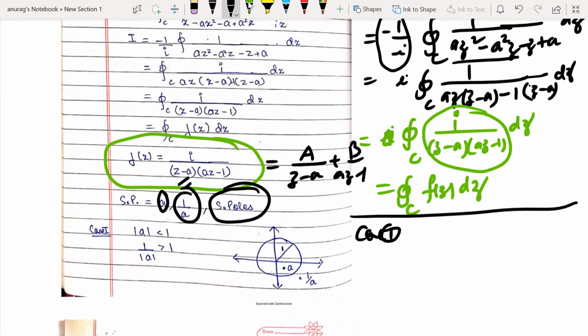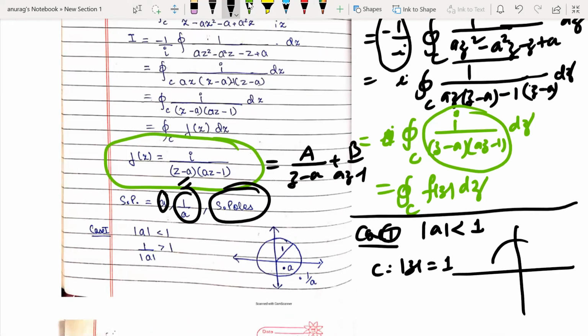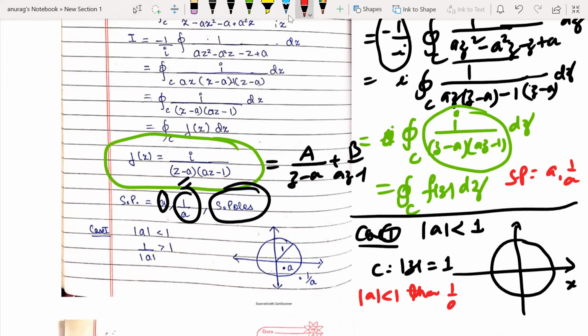Case 1, when mod a less than 1. Our curve is actually mod z equal to 1. So draw the mod z equal to 1, my friends. Now, what is case 1 given? Mod a less than 1 means a is less than 1, and singular points are here, a and 1 upon a. So if mod a less than 1, then always remember 1 upon mod a greater than 1. If you take the reciprocal, it means in this case, a is lying inside only.